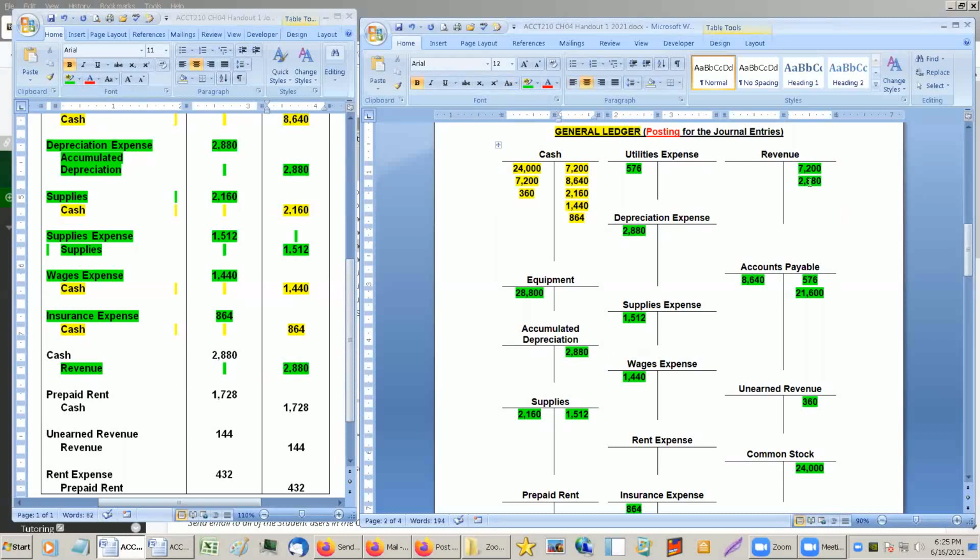Currently, I have two 2,880s in there too. Sure, here's what I would do in there.